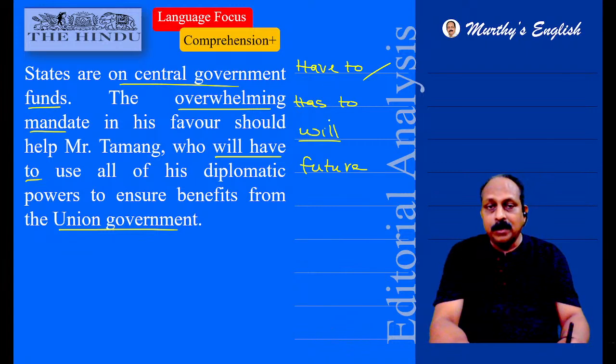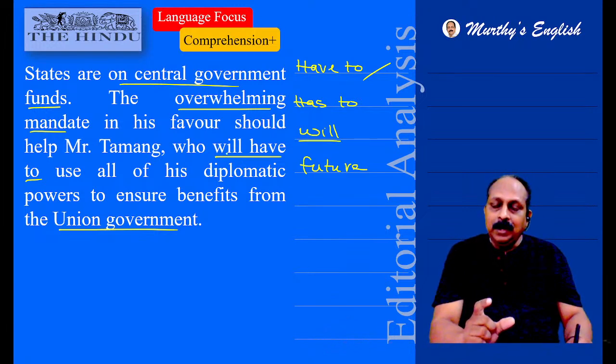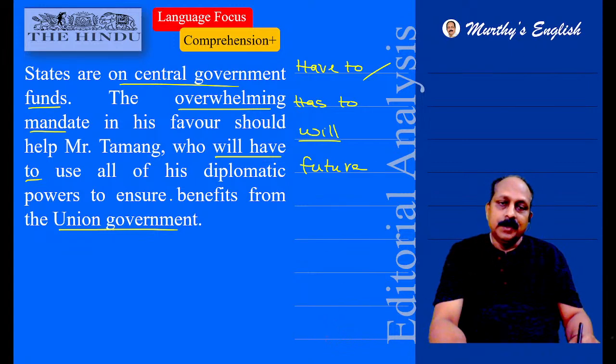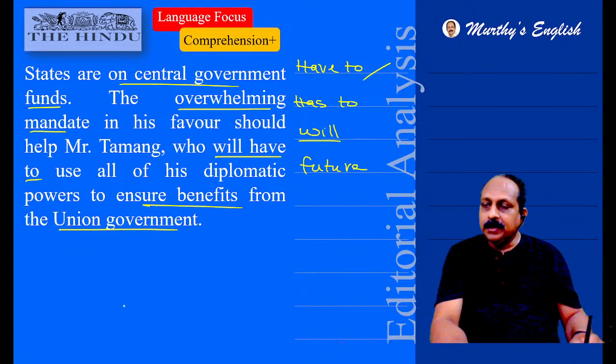A very important combination. Many students ask me, sir, what is this "will have to"? Will refers to future, have to refers to an obligation imposed by an external authority or a situation. In future, he has to use all his diplomatic powers to ensure benefits from the union government. Okay, fine.